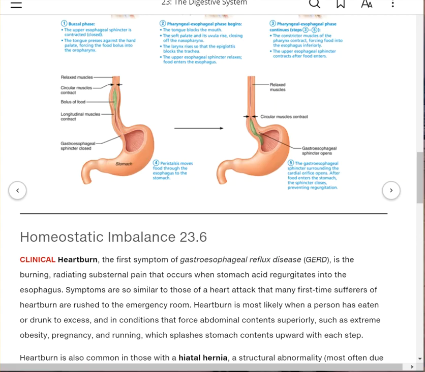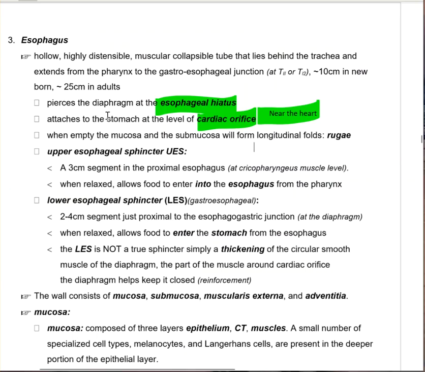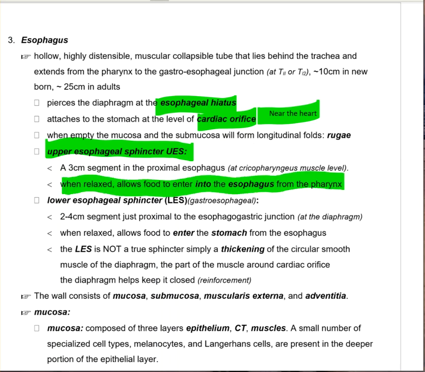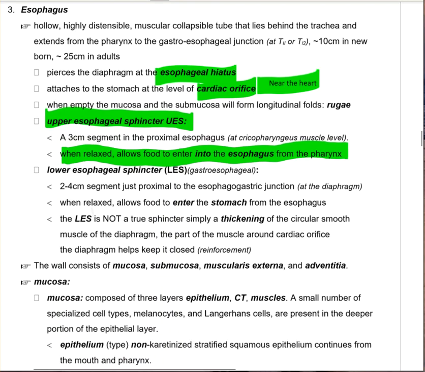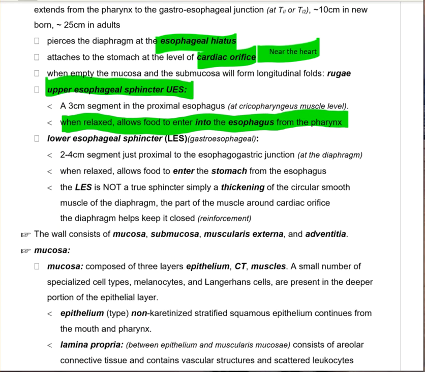And what we want to have happen is we need to have those relax and allow food into them, and then open and allow food to go out. So the upper esophageal sphincter, the UES, is right around where the cricocartilage is, and when it's relaxed, it allows food to enter into the esophagus from the pharynx. And then peristalsis will occur, and that food will get pushed down via peristalsis down to the lower esophageal sphincter.